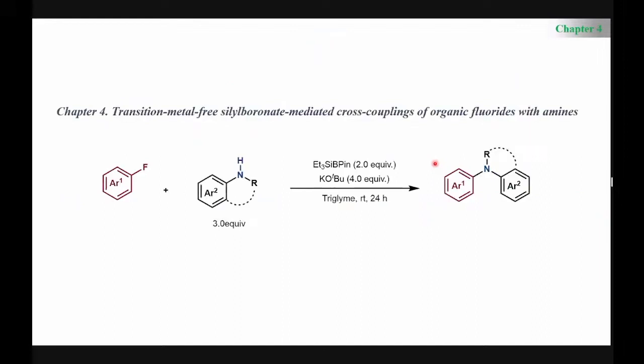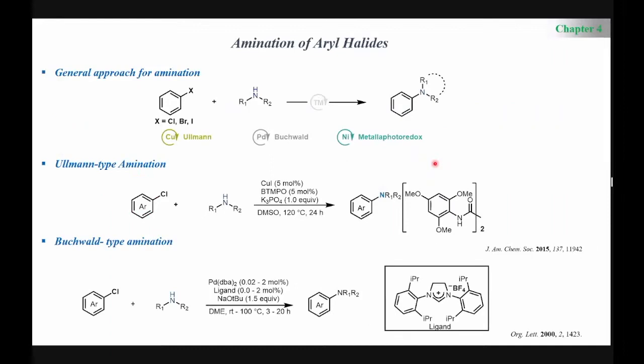Chapter 4 is a transition-metal-free silylborane-mediated cross-coupling of organic fluorides with amines. Considering amines' irreplaceable role in organic synthesis, I skipped this introduction part. Let's just talk about methodologies. Transition-metal-catalyzed amination of aryl halides is a very common protocol to get these tertiary amines. And there are three approaches that are most effective and most used: the Ullmann type, Buchwald-Hartwig type, and metallaphotoredox.